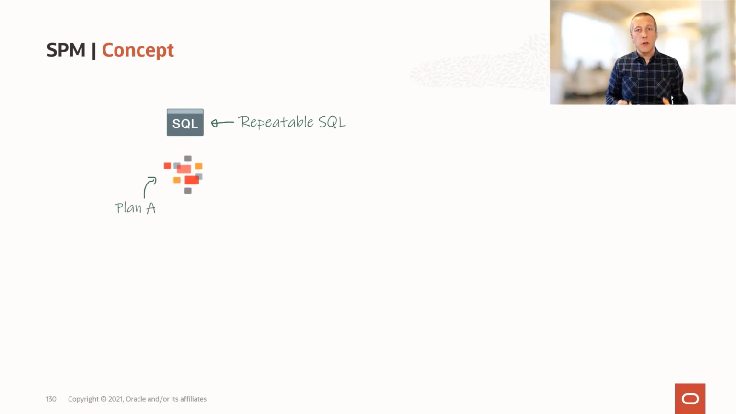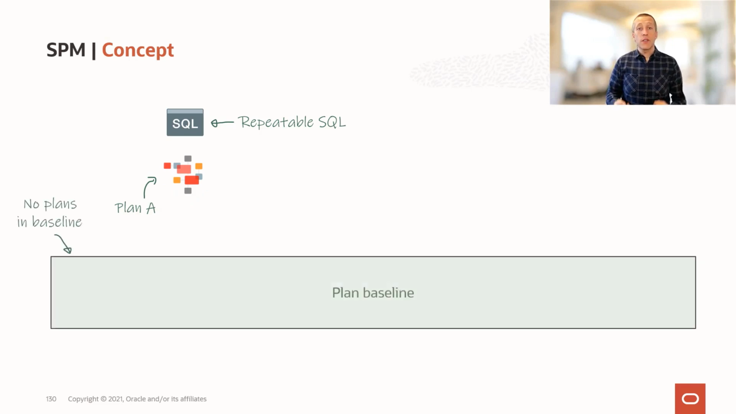The optimizer comes up with a plan. We call it Plan A. Because this is the first time that this specific SQL is executed, there is no baseline. So SQL Plan Management creates one and it adds the plan to the baseline as an accepted plan. Plans are only added to the baseline as accepted when they are the first one.